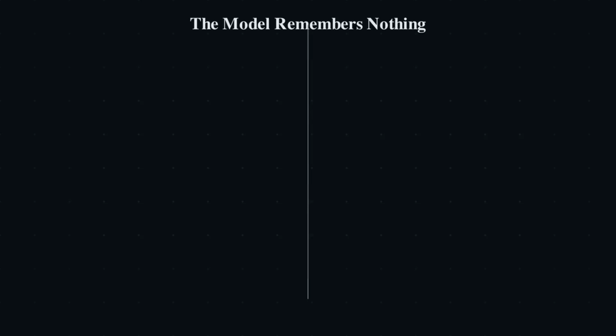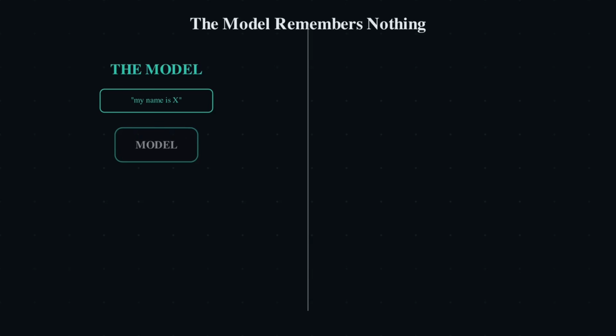Here's the core problem. An LLM is stateless. Every request starts from nothing. The only reason a chat remembers the earlier part of the conversation is the app resends the whole history every single time. The model itself remembers nothing.